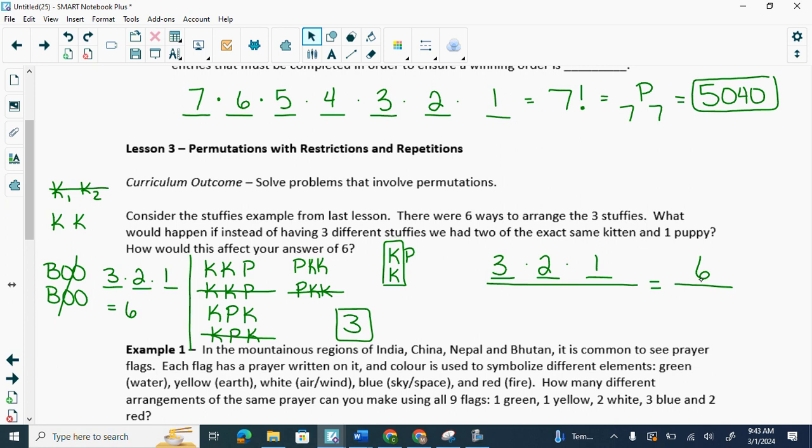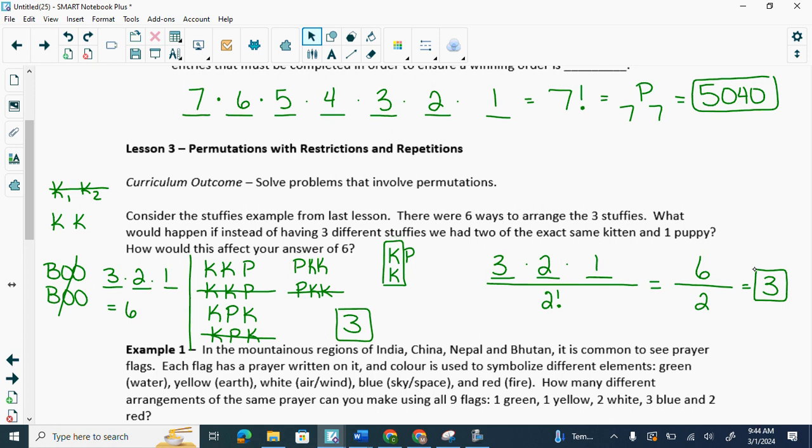Now, instead of trying to cross off the cases where they all look the same, which would take forever, the way to fix the problem is you just divide by factorial, however many numbers that are doubling or tripling. So in this case, I have 2 k's. We agree? So in the denominator, I'm just going to go 2 factorial. What is 2 factorial? It's 2 times 1, correct? Which is just 2, which gives me an answer of 3.